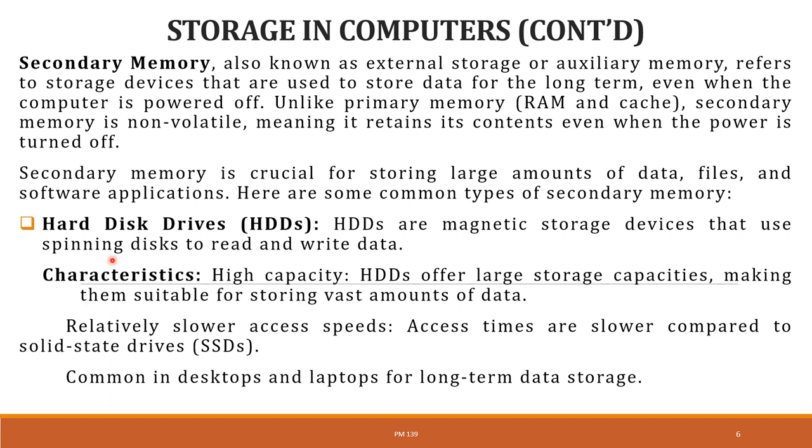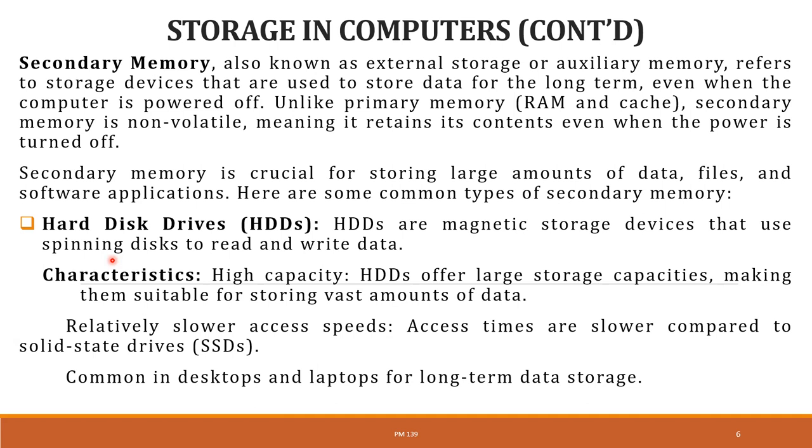So unlike the primary memory, which is the random access memory and the cache, the secondary memory is non-volatile. Non-volatile in the sense that if the power goes off, we still have access to the data that is stored on it. So meaning it is able to retain its contents even when the power goes off. Secondary memory is crucial for storing large amounts of data, like files, operating system, software application, and so on.